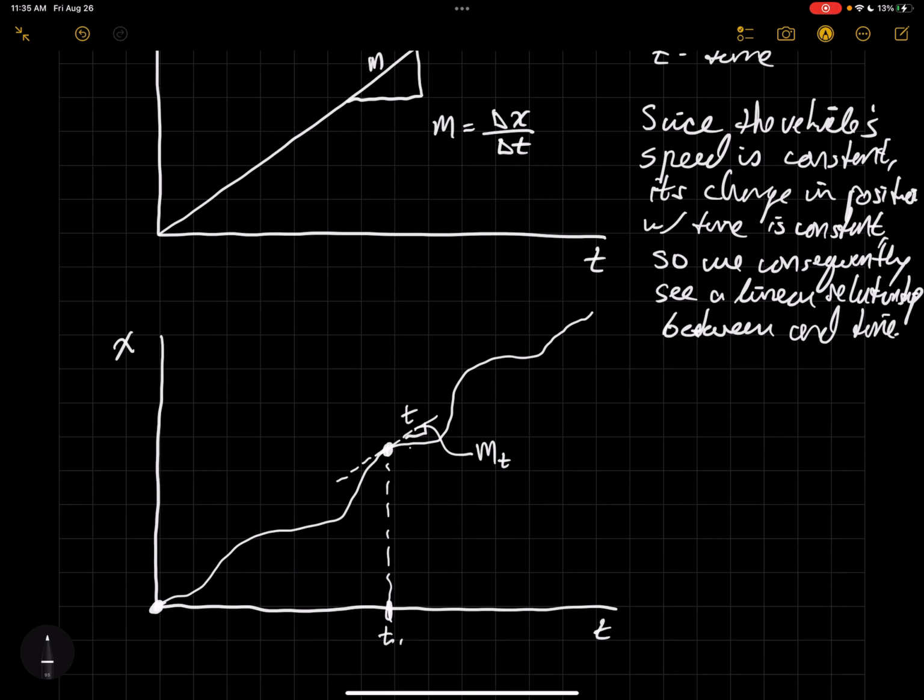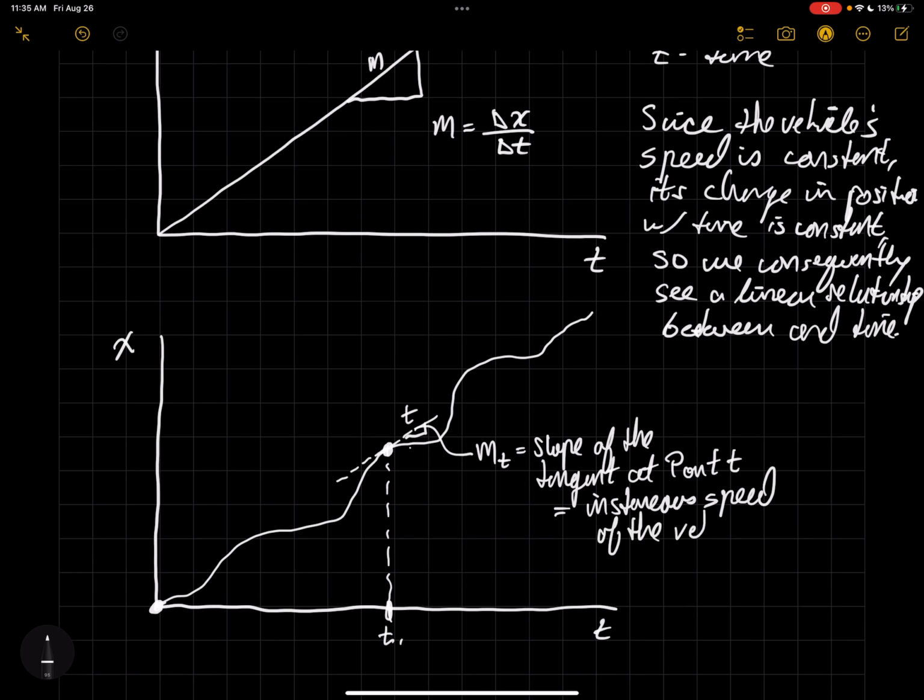So m sub t, which is the slope of the tangent at point t, also happens to be the instantaneous speed of the vehicle at time t. Okay, so conceptually, we understand that, right?